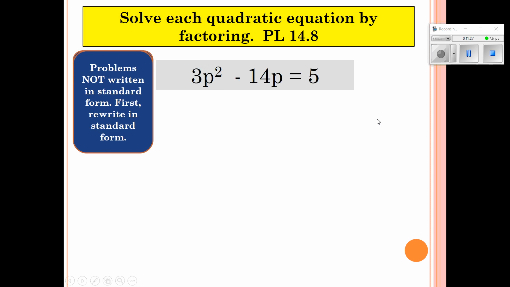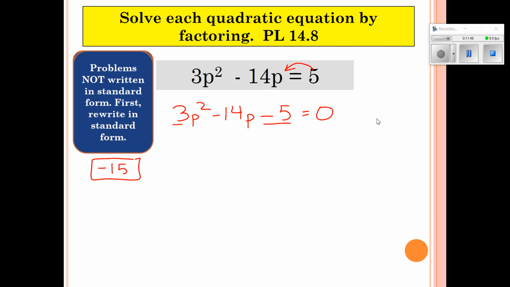Okay, here again, it's not written in standard form, so we're going to move the 5 to the other side. So we have 3p squared minus 14p minus 5. We have 3 terms, and the leading coefficient is greater than 1. So again, we have to multiply the first term and the last term together. That makes a negative 15. I need factor pairs that multiply to get a negative 15, but add together to get a negative 14. So that would be this pair right here.